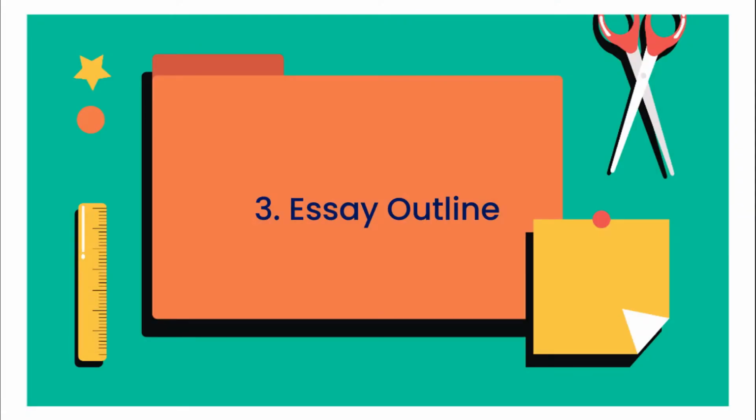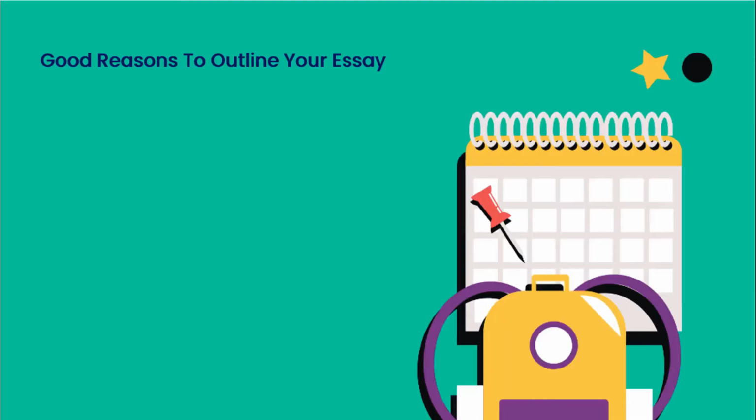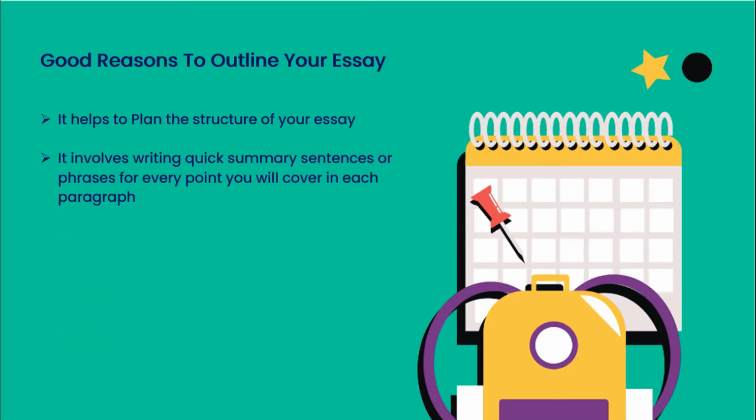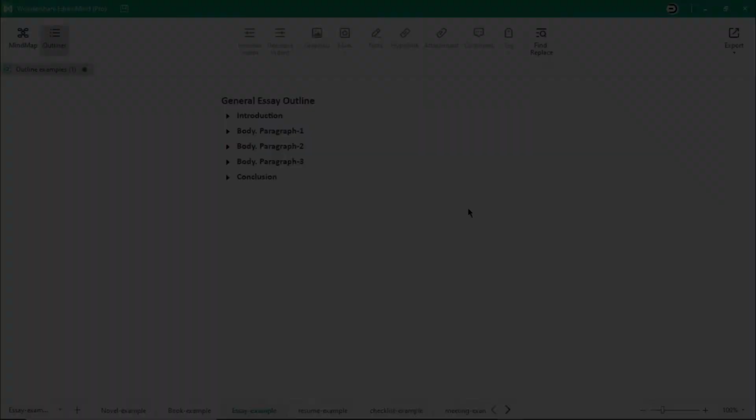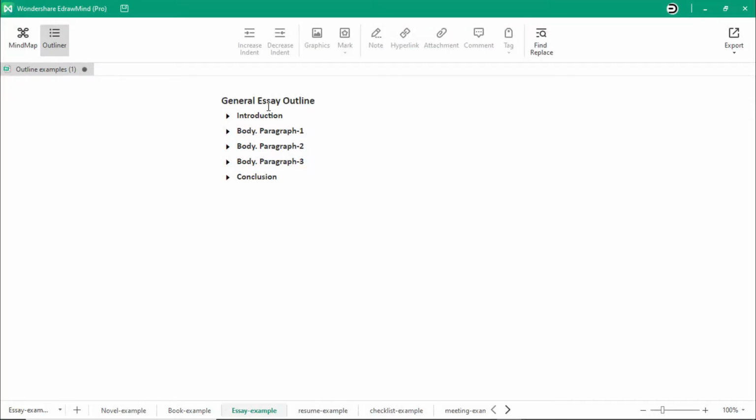Now let's look at an essay outline. Why should one use an essay outline? It helps with the structure of your essay. And it involves writing quick summary sentences or phrases for every point you'll cover in each paragraph. Now let's see an example of an essay outline.